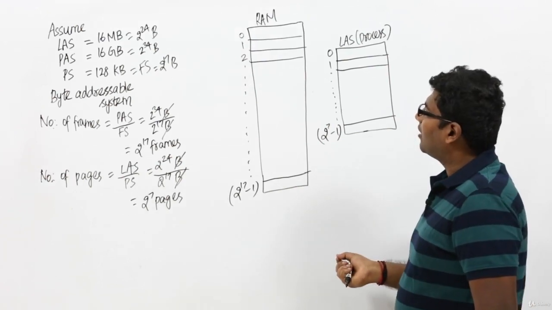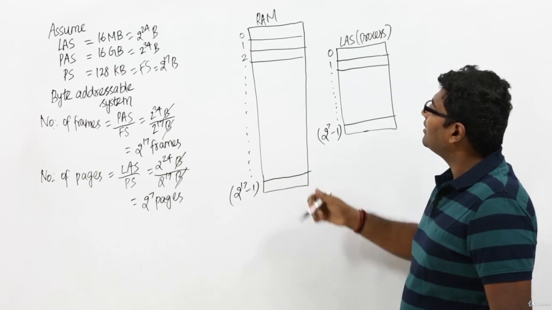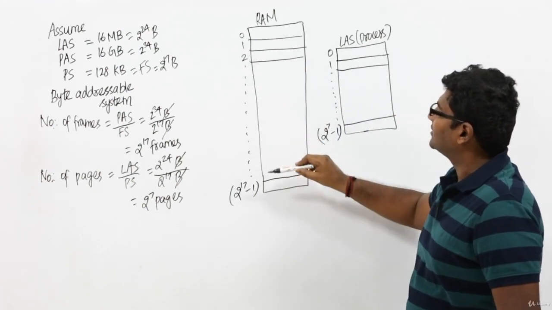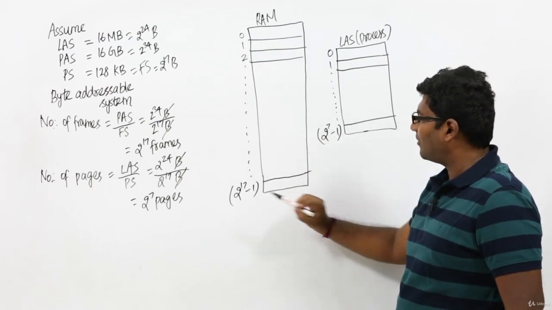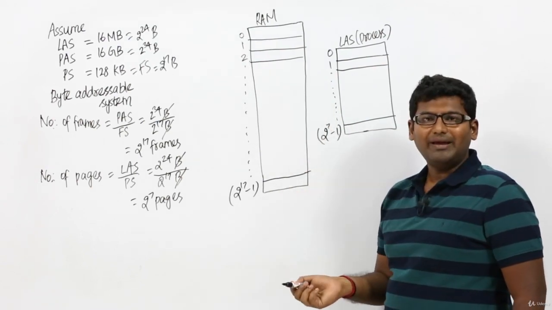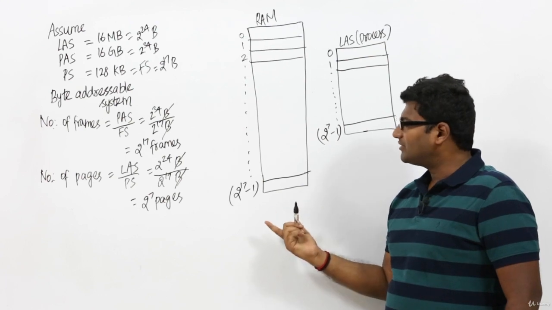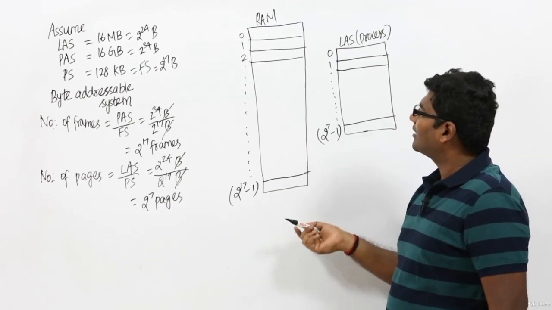That really depends on how many frames we have. See, all these are frame numbers, right? They are not addresses. This is 0th frame, this is first frame, second frame, and so on up to 2 power 17 minus 1. All these numbers will be in binary, and the number of bits for these addresses really depends on the number of frames.